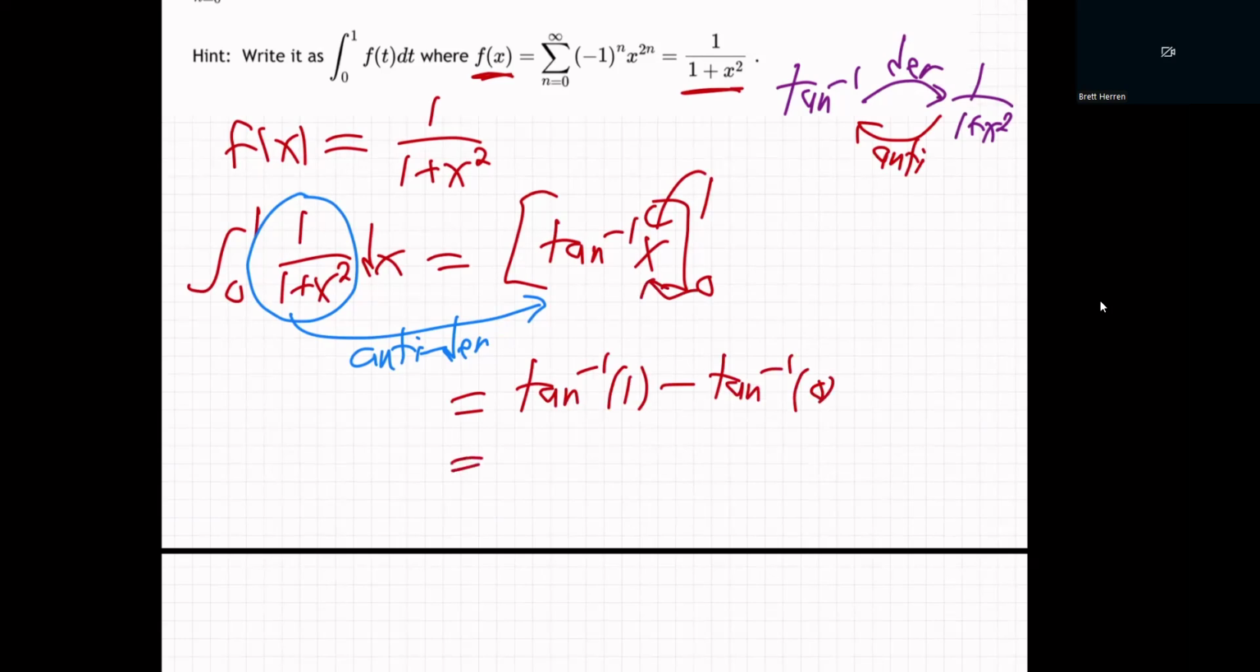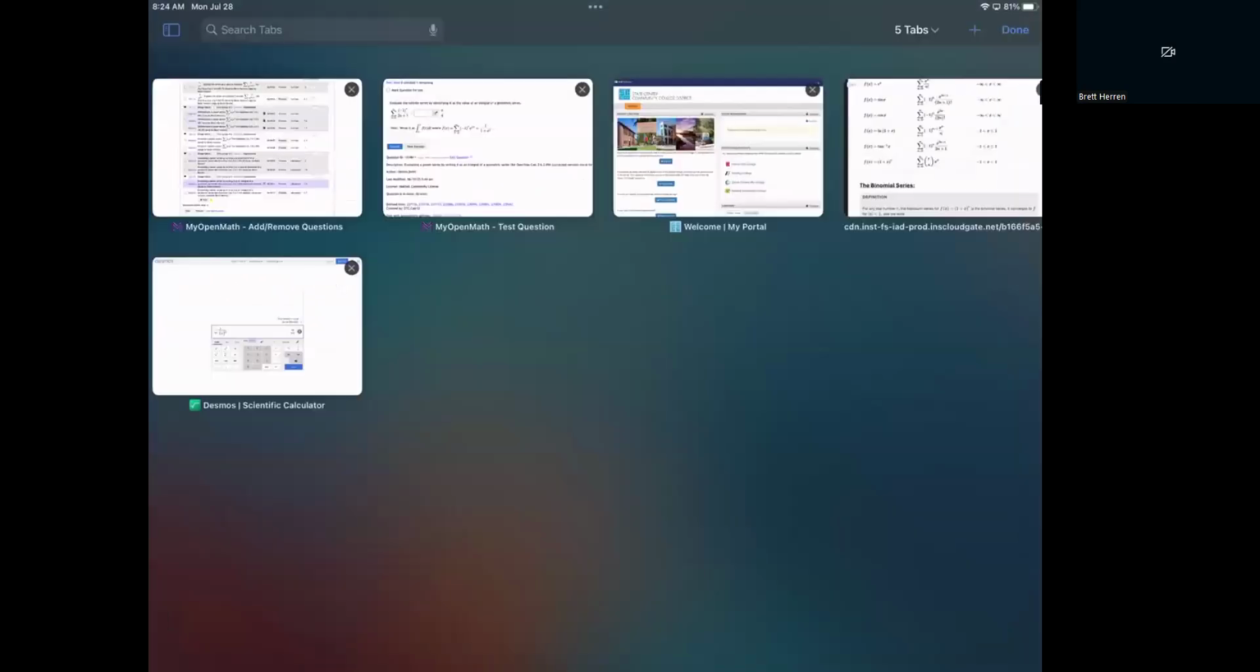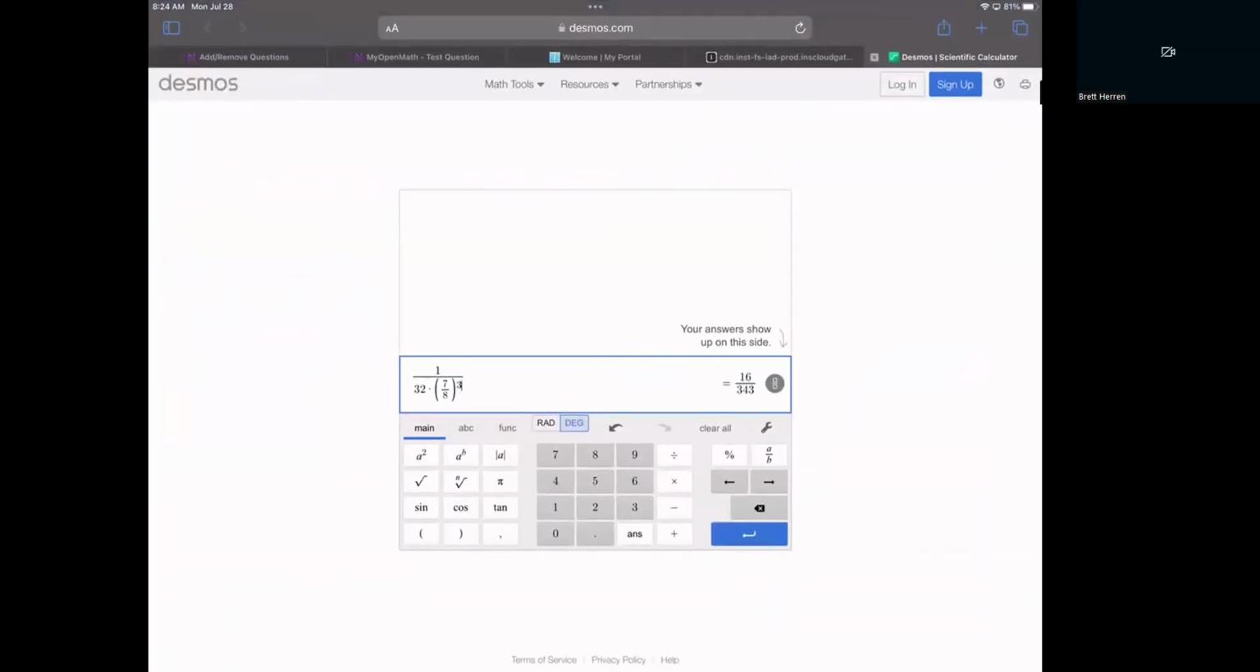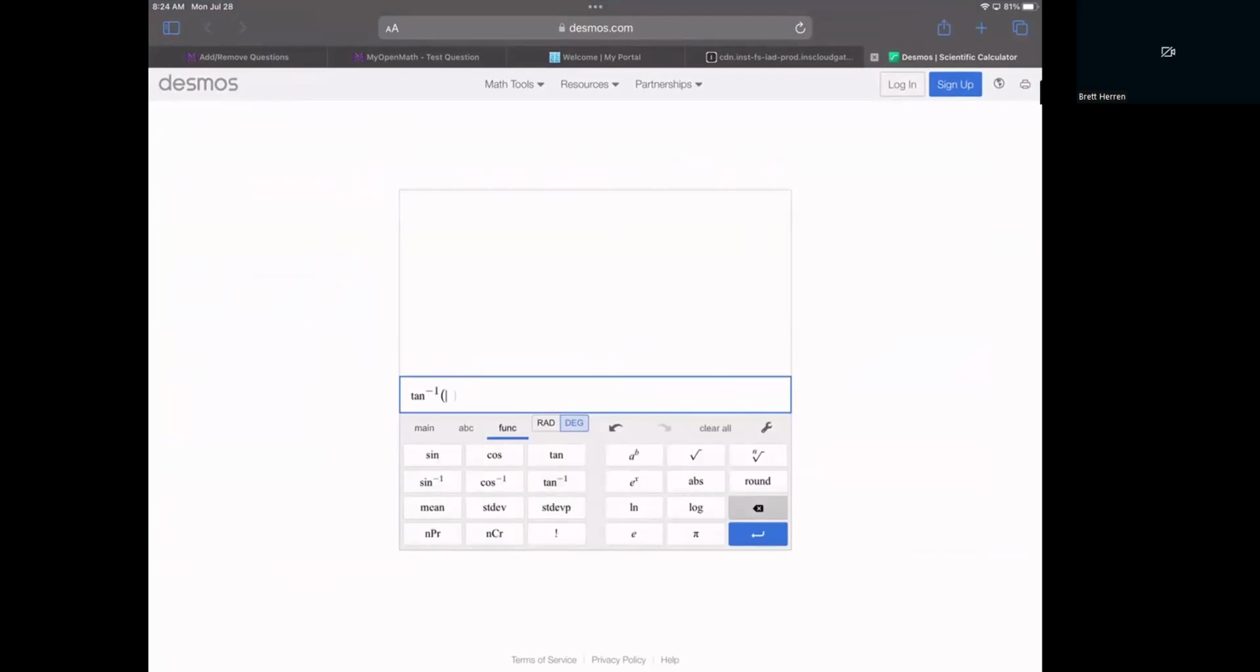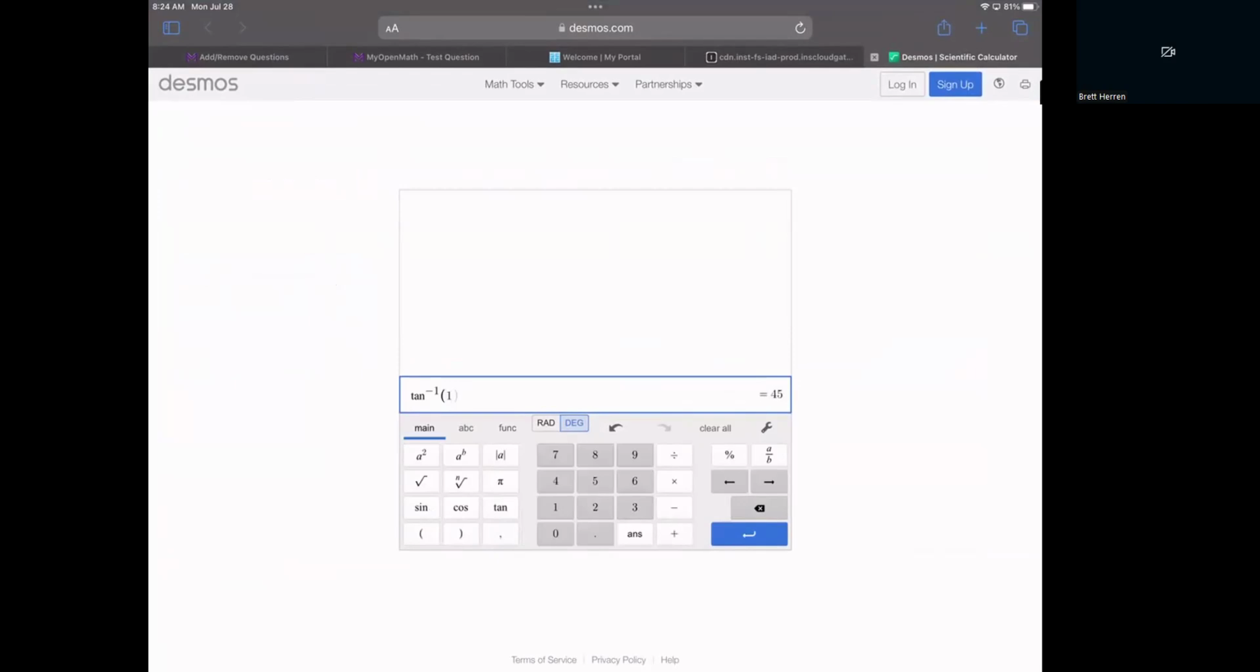Tangent inverse of 0. Let's go to Desmos if you don't remember. It's no problem. Desmos always knows. Okay, so I'm going to go tangent inverse of 1. So function tangent inverse of 1 gives me that. Oh, it's giving me degrees. So it's degrees. That's great. 45 degrees.